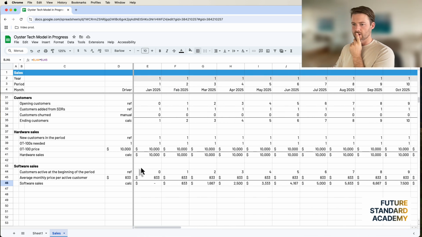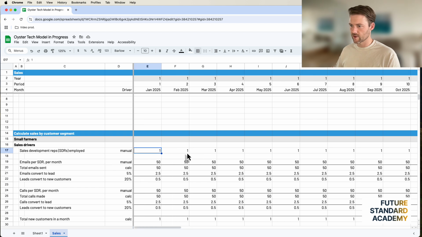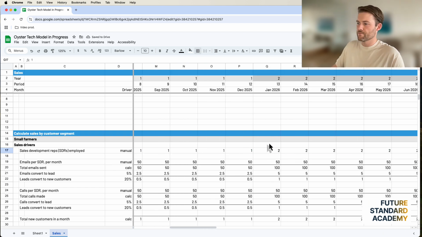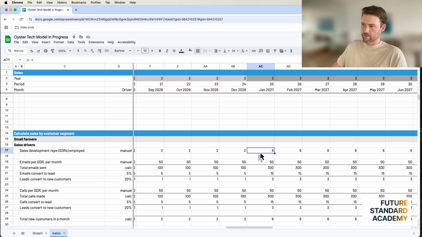So that's it for small farmers, except what's going to happen with the sales development reps, right? So in the model I did already, I'm just not going to repeat all my thinking because it's going to take too long. But what I've done is I've said, well, we're going to hire one more sales development rep in 26 at the beginning. Then at the beginning of 27, and this is aligned with the scale up plans for this company.